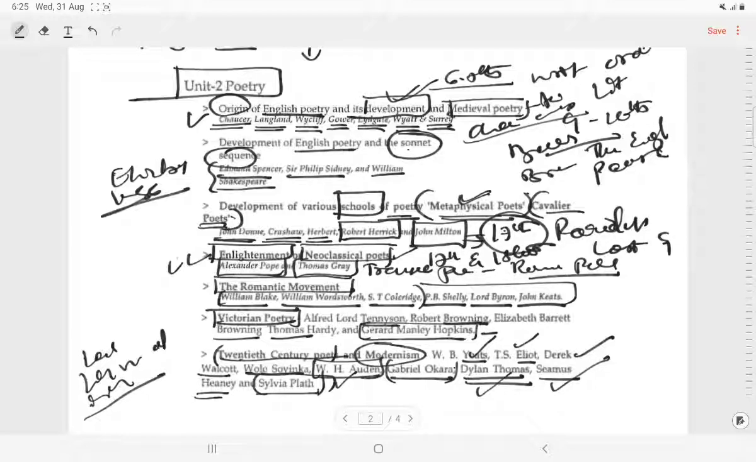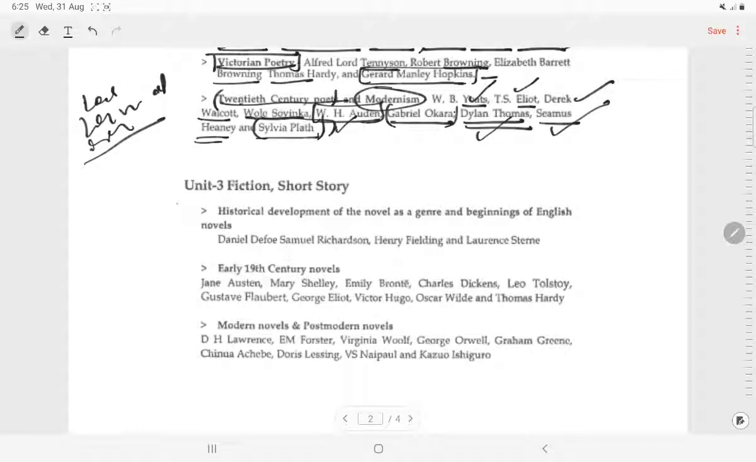So now going to the next section, let's move on. Unit 3, fiction and short story. Here two concepts you should remember, fiction and short story. Here they have given very clearly the historical development of the novel as a genre. It means they may ask one question here without fail.